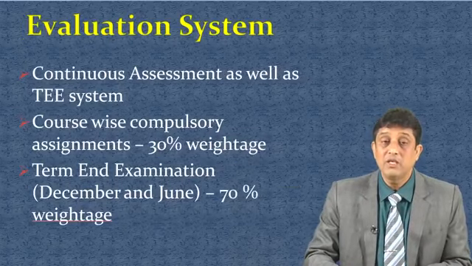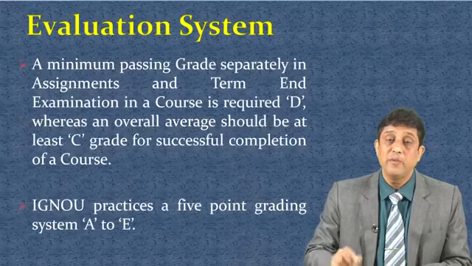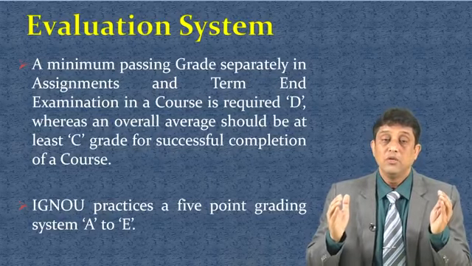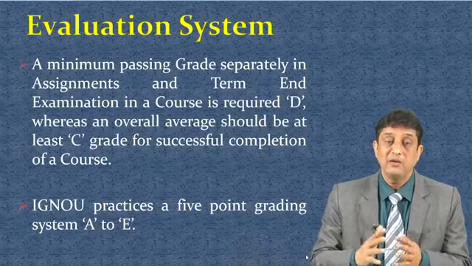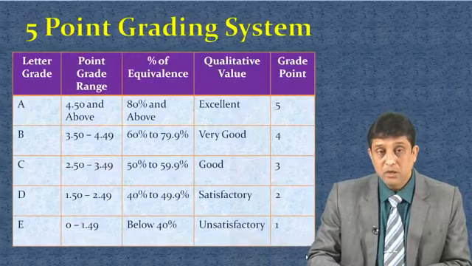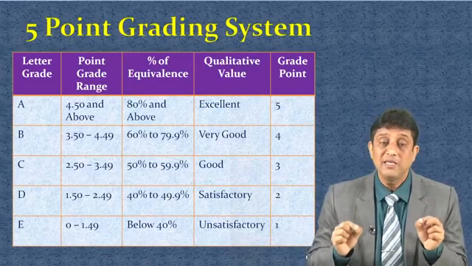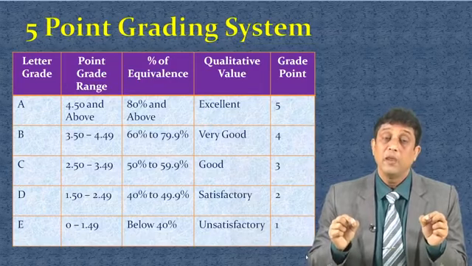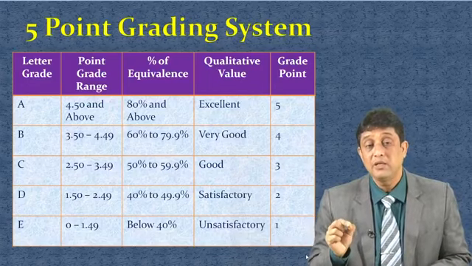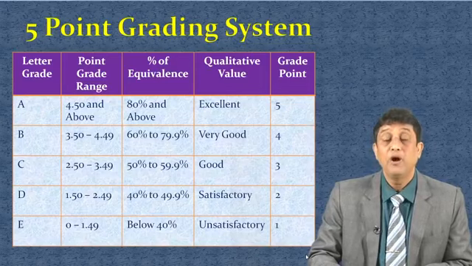Then so far as evaluation is concerned, a minimum D grade is required for successful completion of the assignment, and further a minimum D grade is required for successful completion of the term end examination. And course wise, when we include the performance in assignment and term end examination, it should be at least a C grade for successful completion of that course. Here we follow a 5-point grading system, where the highest grade is A and the lowest grade is E. You are supposed to earn at least a C grade in each and every course, including the assignment component, which is continuous in nature, and the term end examination.